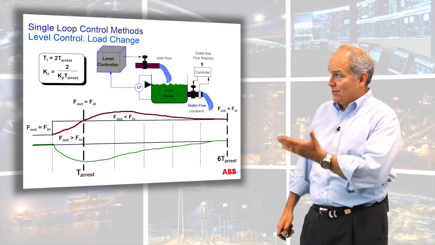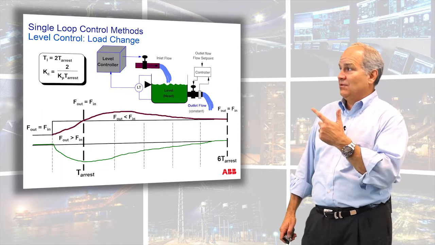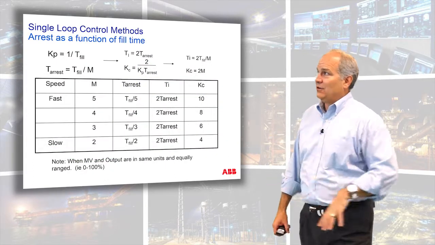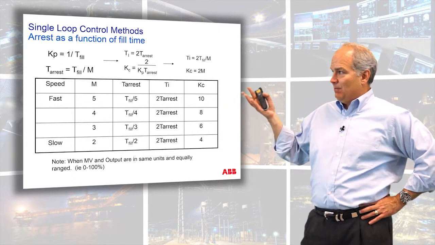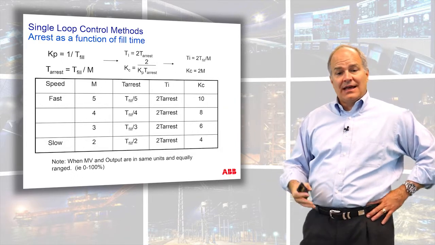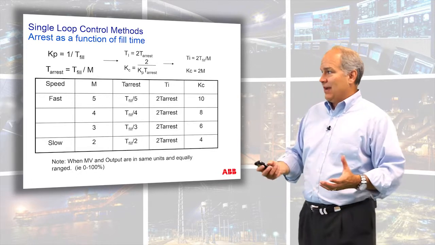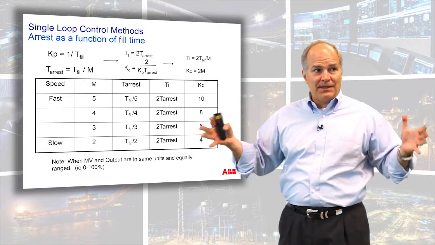And it's simple. The integral time is 2 times the arrest rate, and the controller gain is 2 over Kp times the arrest rate. Now, how do you calculate the arrest rate? What I like to do is define fast and slow as a function of the fill time of my tank. The fill time, if you remember, is 1 over your process gain. So that's how big this tank is.